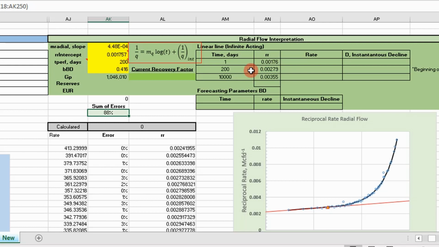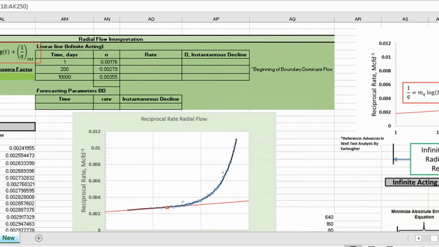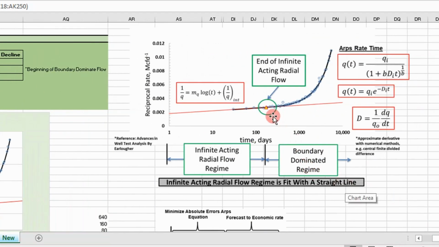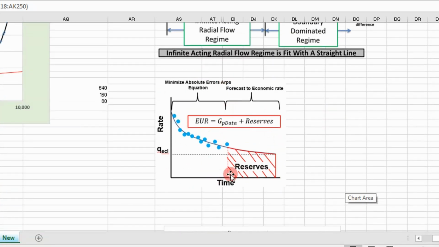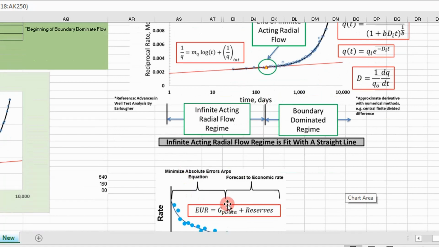Okay, so what we're going to do next is we want to determine reserves. And so if you remember, reserves, we need to approximate from the end of radial flow and beyond with a rate time interpretation, or Arps. So this is exactly what we're doing right here. The exact same thing we've done. We need our initial decline, initial rate, and then we need to determine our decline at this point and project it forward to the economic limit, or the economic rate.